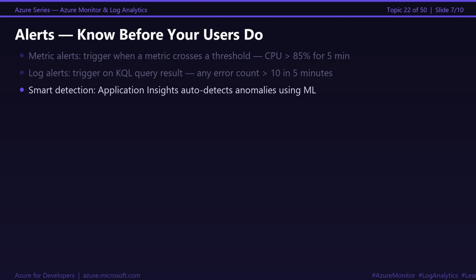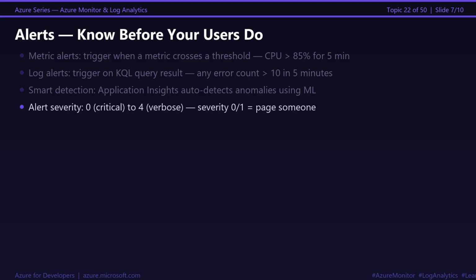An alert without an action is just noise in a log nobody reads. Action groups define what happens when an alert fires. Simple notifications: email the on-call engineer, send an SMS, push to the Azure app. For critical alerts, severity 0, you can even trigger a voice call. Nobody sleeps through a phone call.